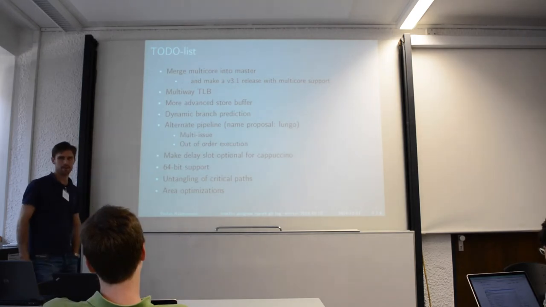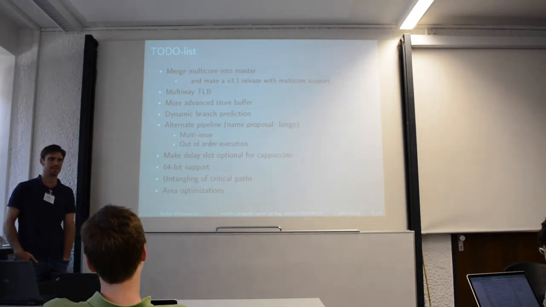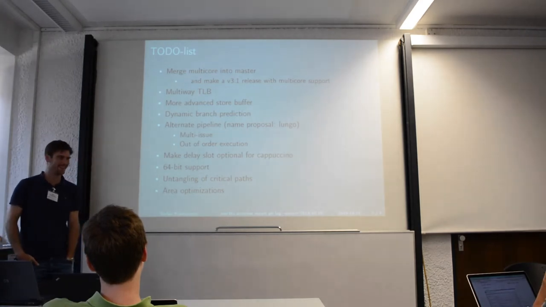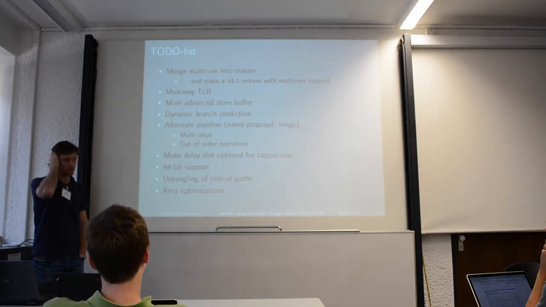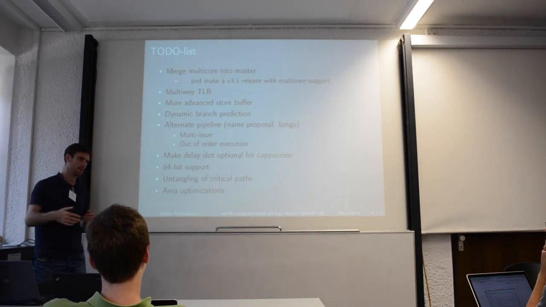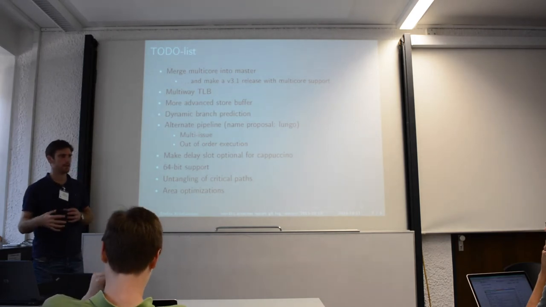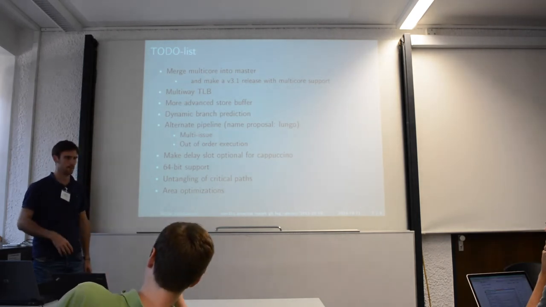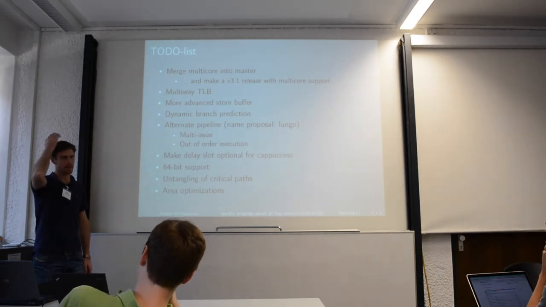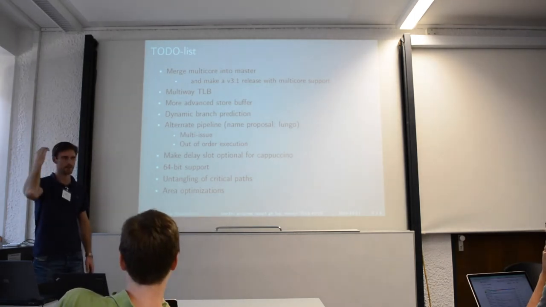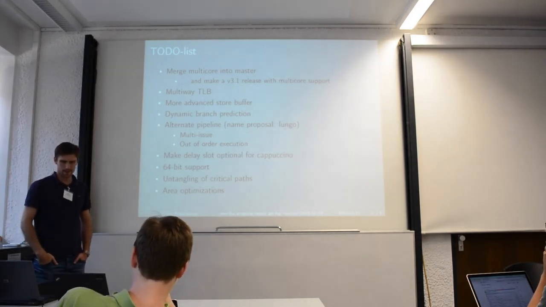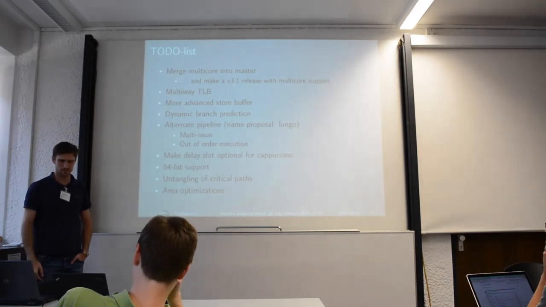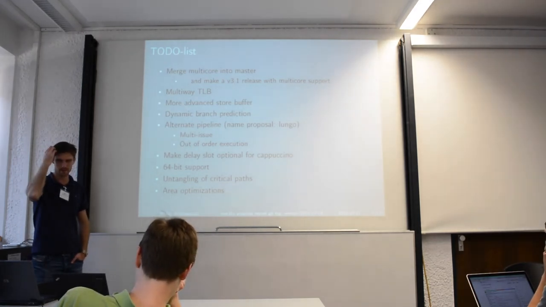Yeah, and then I thought that I'd make a new to-do list, see if I can tick something off next year. The multi-core stuff that Stefan has been working on has been done in a separate branch. So I have merged some of the stuff in, but not all of it. That's next on my to-do list, to get everything into the master branch. And the mor1kx I left in there, and the advanced store buffer, branch prediction.